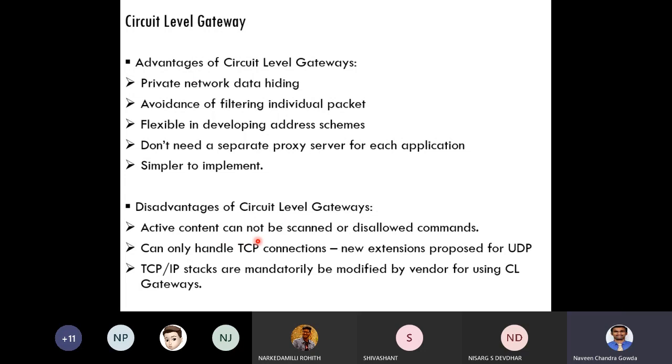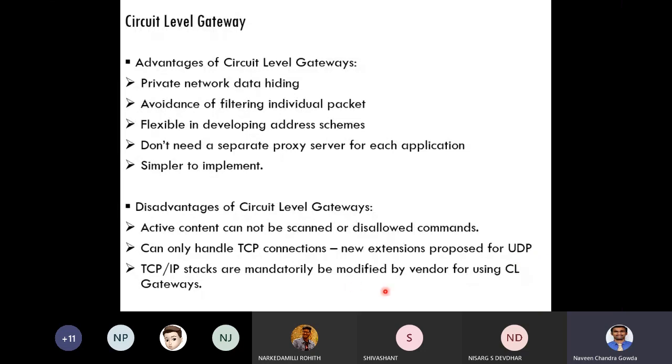And next, the CLG we have is only for TCP connections. Even when I was explaining, I said the TCP connection itself. There are a few proposals for UDP connections as well, that is, connectionless services, but as of now it is not implemented. Then last, the TCP/IP stacks are mandatorily required to be modified for using the circuit level gateways.